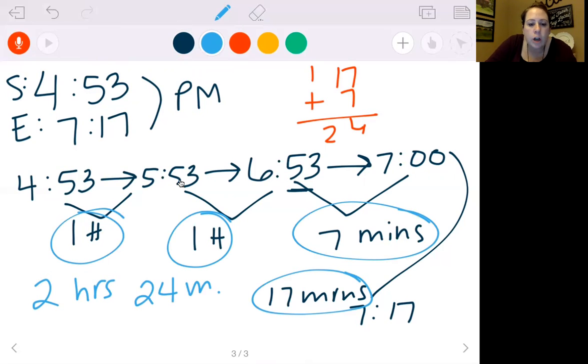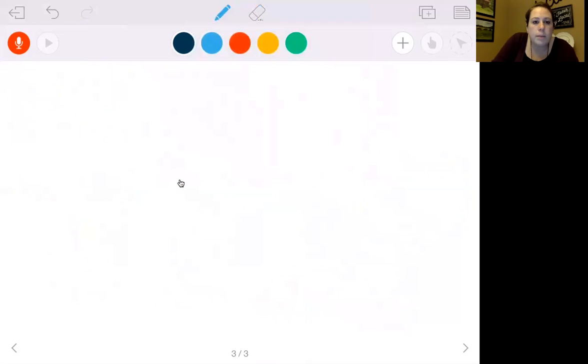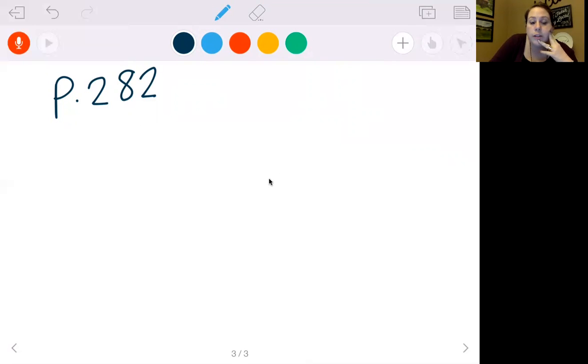Okay, let's look at start and end times. So now I'm going to be on page 282. So this one says, Raja starts her jog in the morning at the time shown on the clock. She will jog for 35 minutes. What time will Raja finish jogging? You can make a number line. Start with the time 5:35.